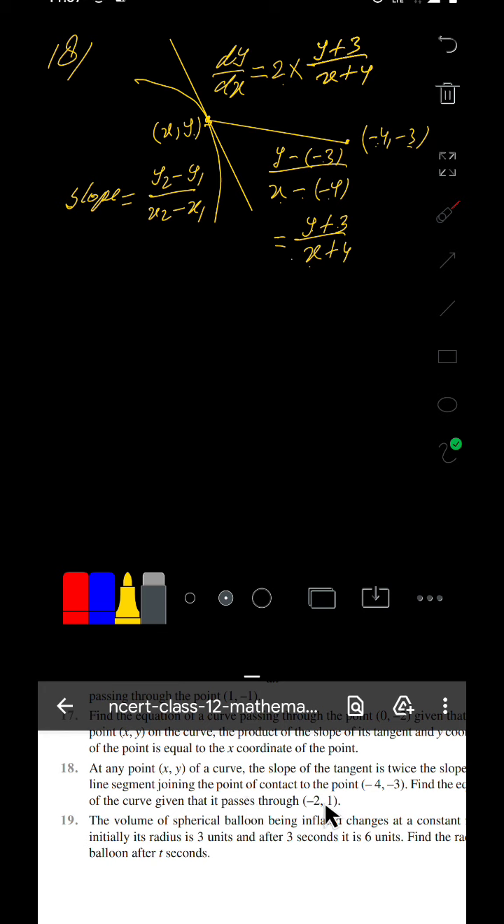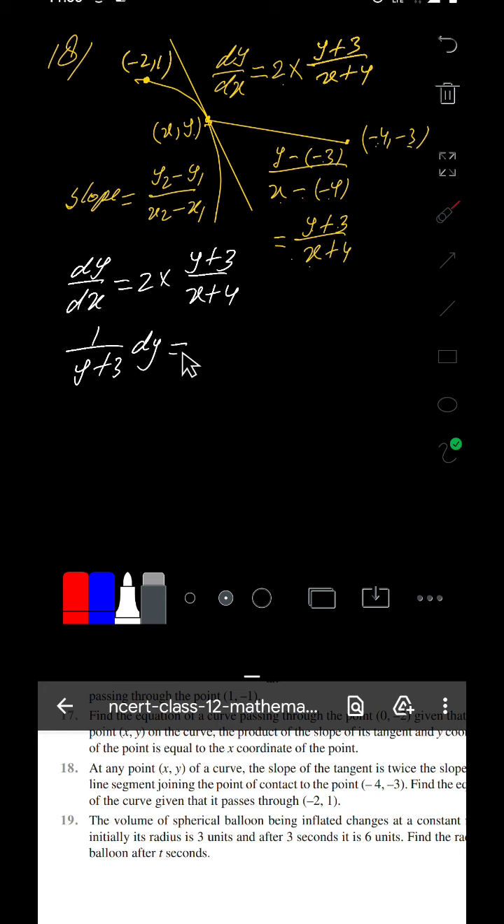And the curve passes through minus 2 comma 1. Say this is the point through which the curve is passing. So this is the situation given in the problem. Let's do it. dy upon dx is equal to 2 into y plus 3 upon x plus 4. So transposing dx to the right hand side and y plus 3 to the left hand side, we get 1 upon y plus 3 dy is equal to 2 into 1 upon x plus 4 dx.